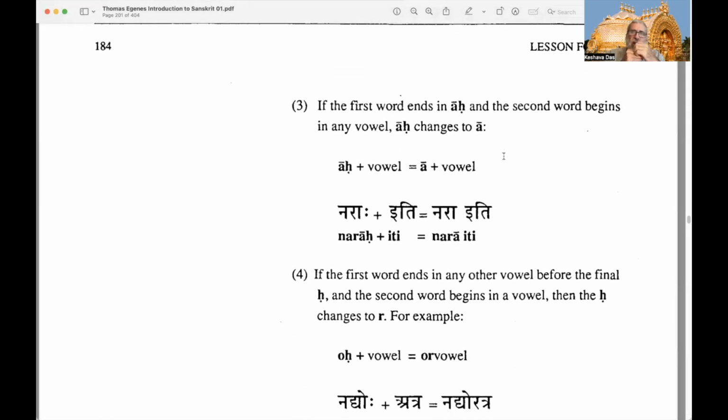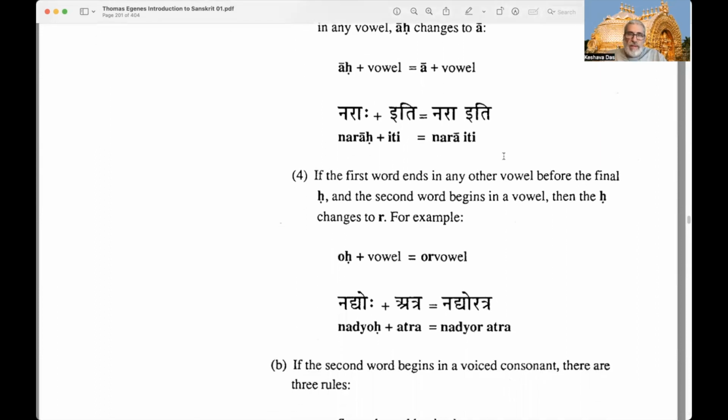The third thing here. Okay, so what if, instead of a short a Visarga at the end of the first word, we have a long a Visarga, and the second word begins with also a vowel, any vowel. Then the long a Visarga changes to long a. So again, the Visarga just drops out. So here's the example in Roman text: long a Visarga plus any vowel. And that means any vowel beginning the second word, short a, long a, any other vowel.